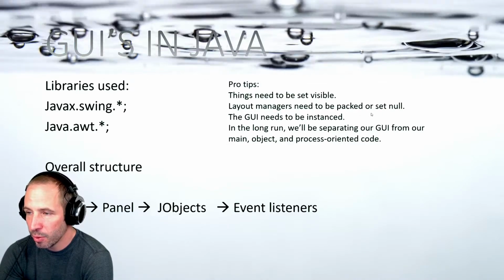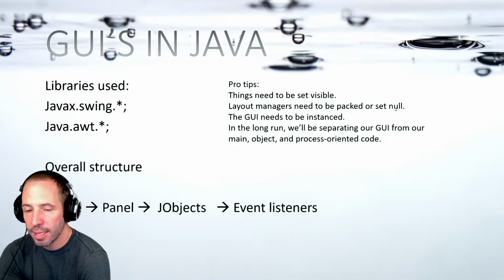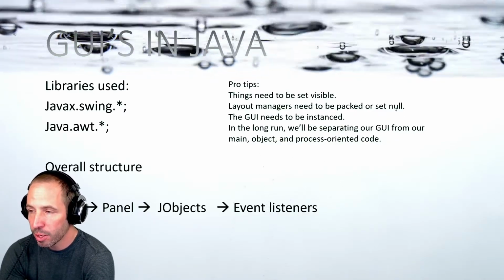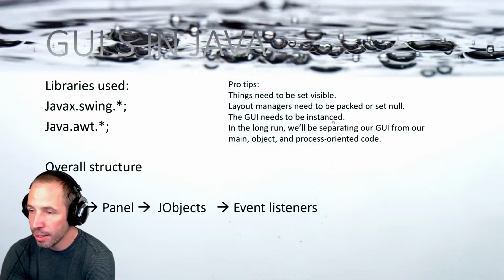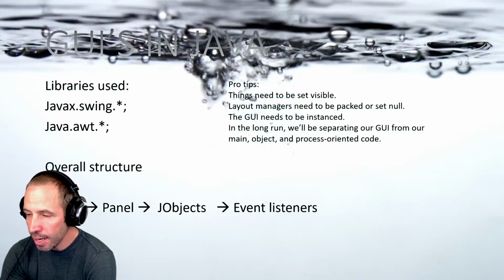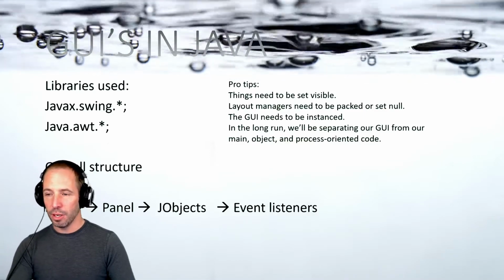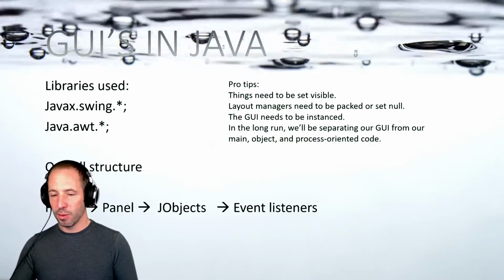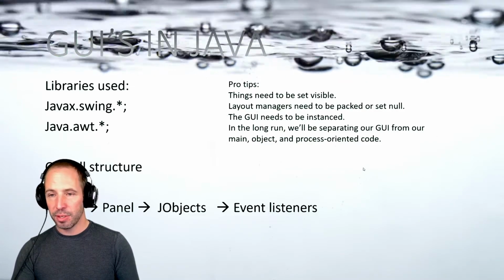Layout manager, we either need to use the pack command to get it to run, or what we're going to do today is we're going to set the layout manager to null because we're going to be hand designing it. Make sure we instance the GUI in the main class, in the main method. And yeah, we're going to start to think about how to separate out some code into different chunks. Is it object-oriented, process-oriented, or event-driven? Try to get that separated. And that's kind of the reading topic you guys will end today with. So that should do it.